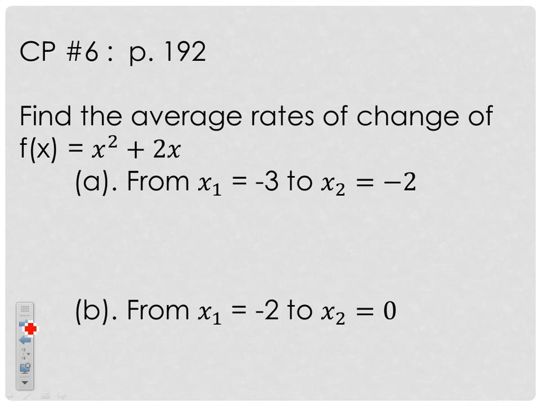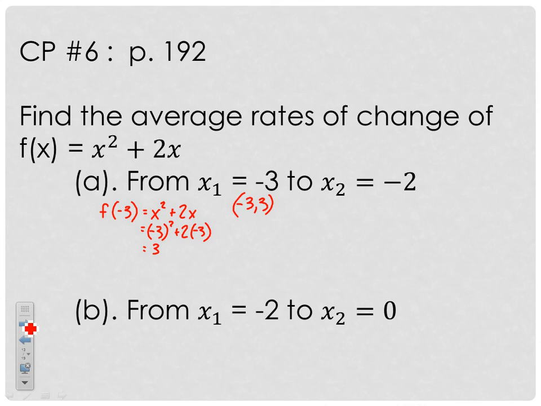So here's what I did first. If I have x sub 1, I need its partner so that I have a point. Okay? So if x sub 1 is negative 3, I'm going to put f of negative 3 through my function and see what I get. Okay, so negative 3 squared plus 2 times negative 3, 9 minus 6, I get 3. So one ordered pair is negative 3, 3. That's the point that I get when I use x sub 1.